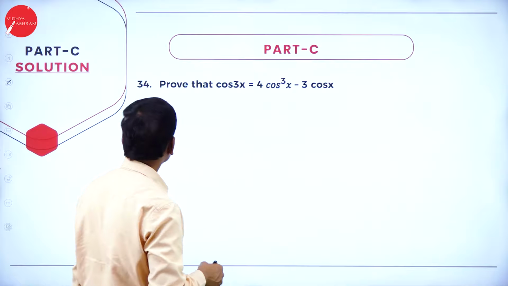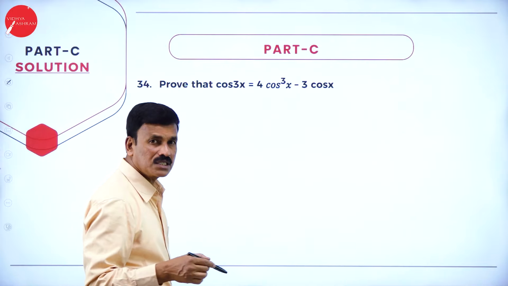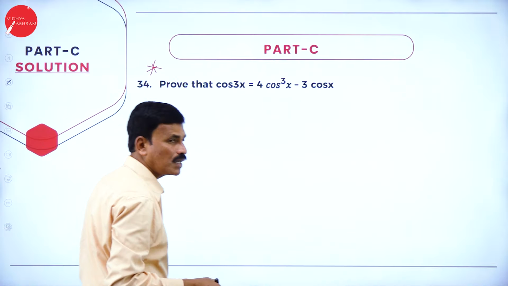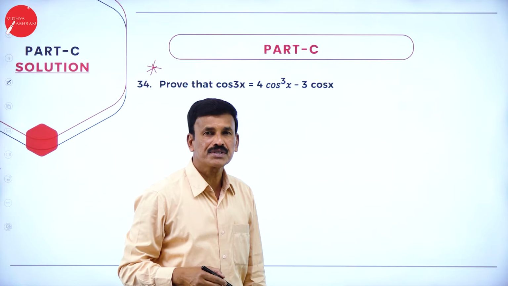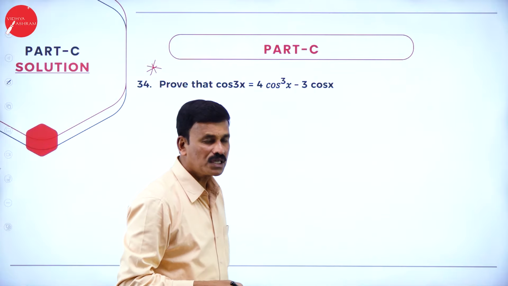34th problem. Prove that cos 3x is equal to 4 cos cube x minus 3 cos x. Again, this is from trigonometry. Very important problem. You might have studied multiple angles: sin 2a, sin 3a, cos 2a, cos 3a, tan 2a and tan 3a. In this, the problem is from multiple angles.